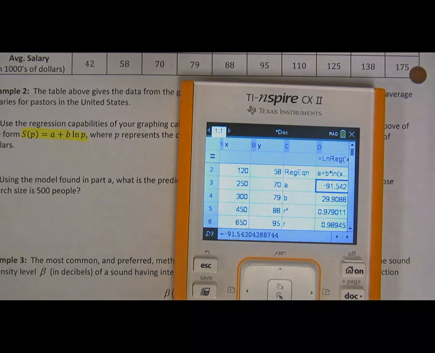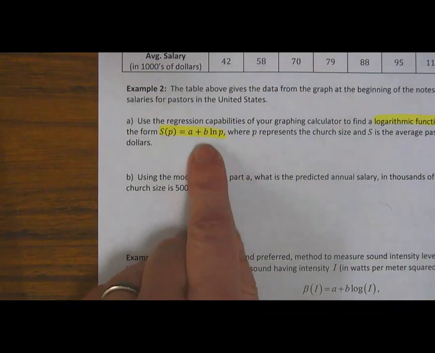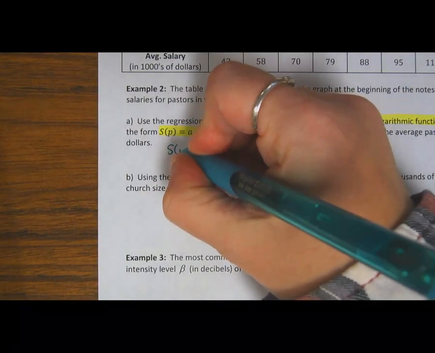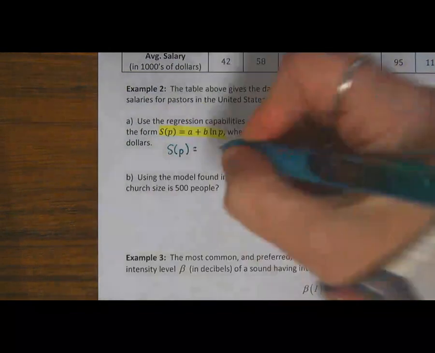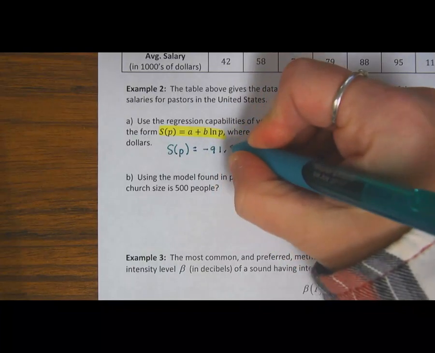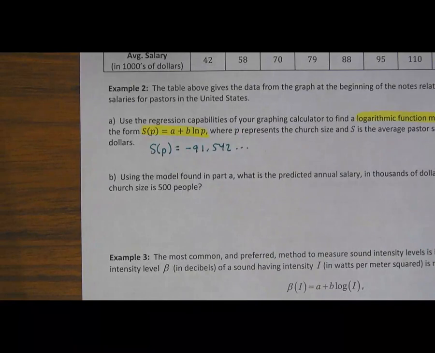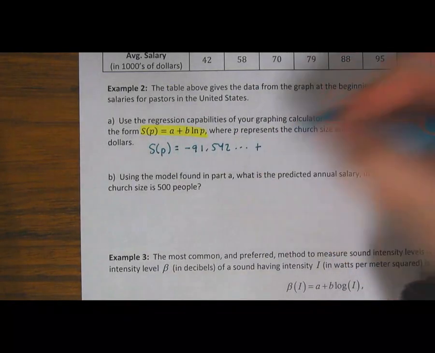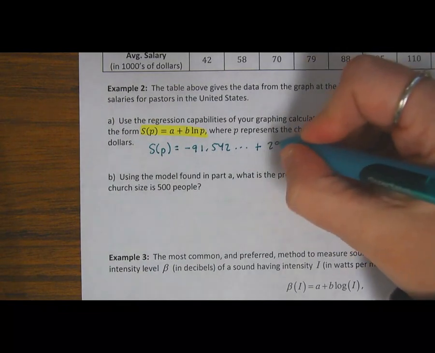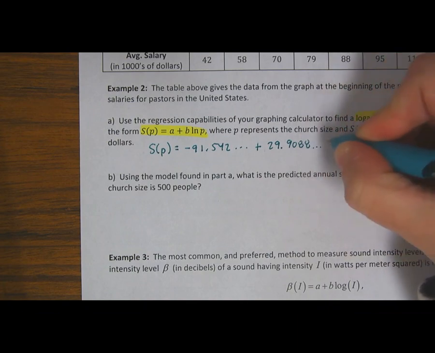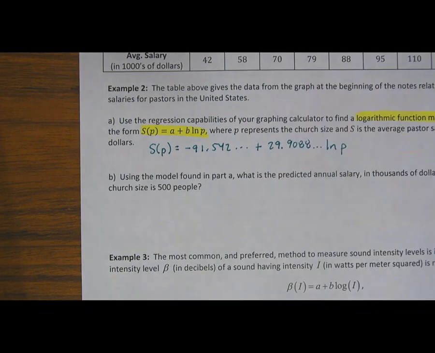So what we're going to do is take that and plop those into this model. S of P equals, okay, A is negative 91.542. Now I'm going to put dot, dot, dot, because technically that calculator screen has rounded that value. Plus, B is 29.9088, and I'm going to put dot, dot, dot, LNP.